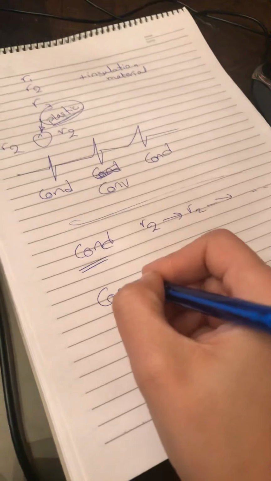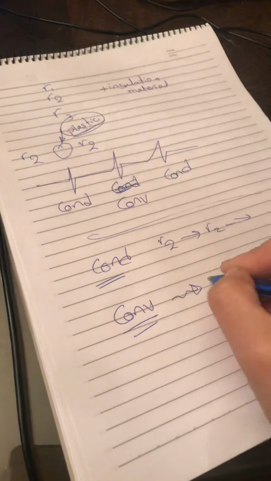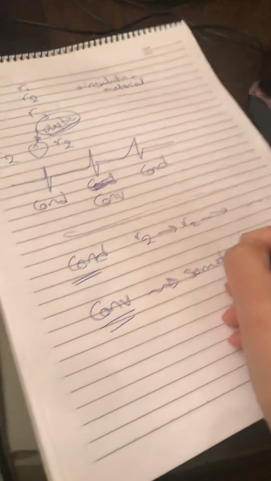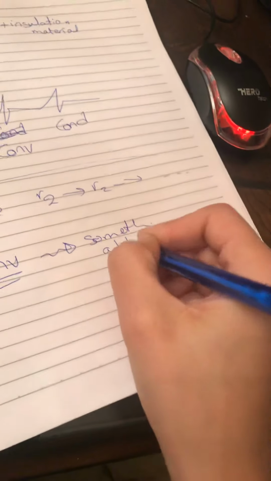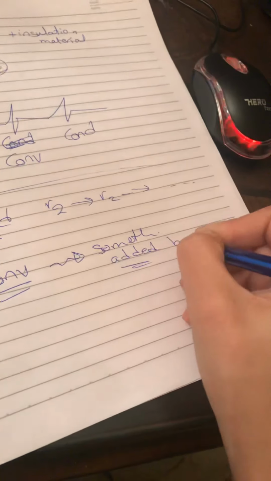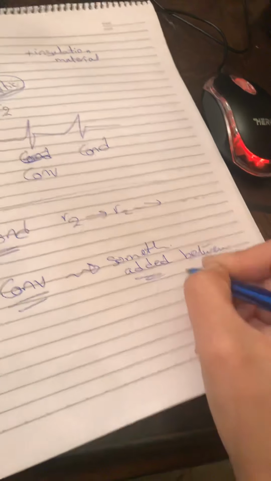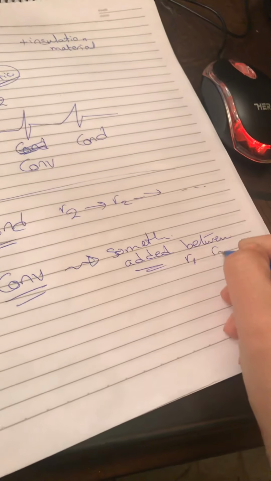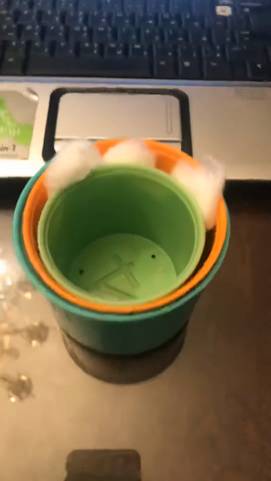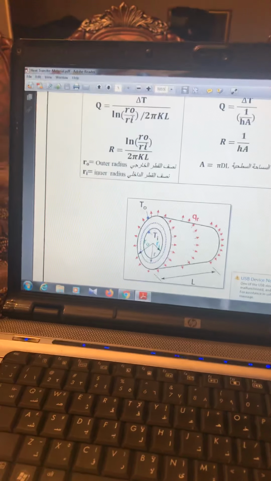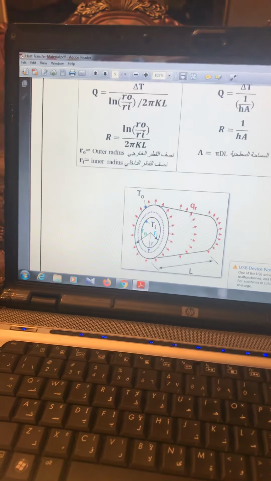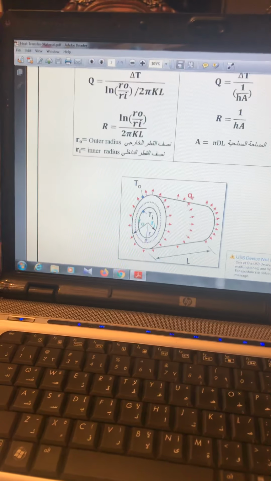In case of convection, there is something added between R1 and R2, or R2 and R3, etc. Okay? It's very easy. The sheet will be on the next link. Explanation for the equation.